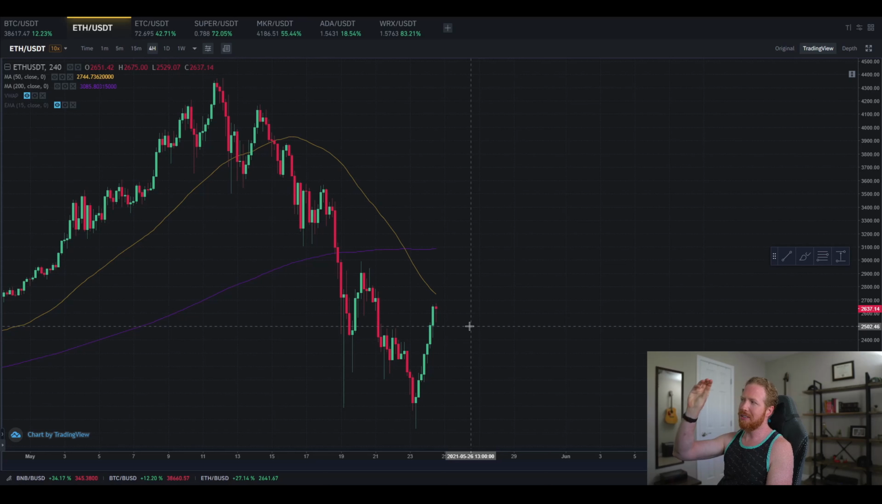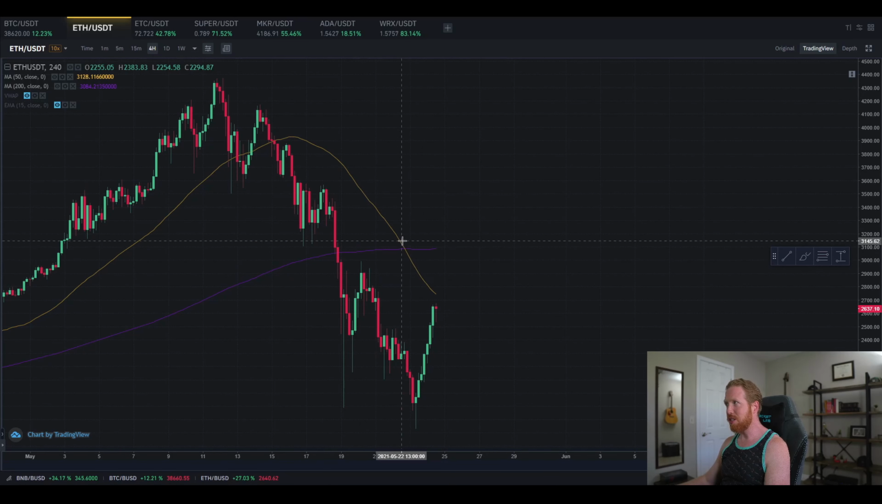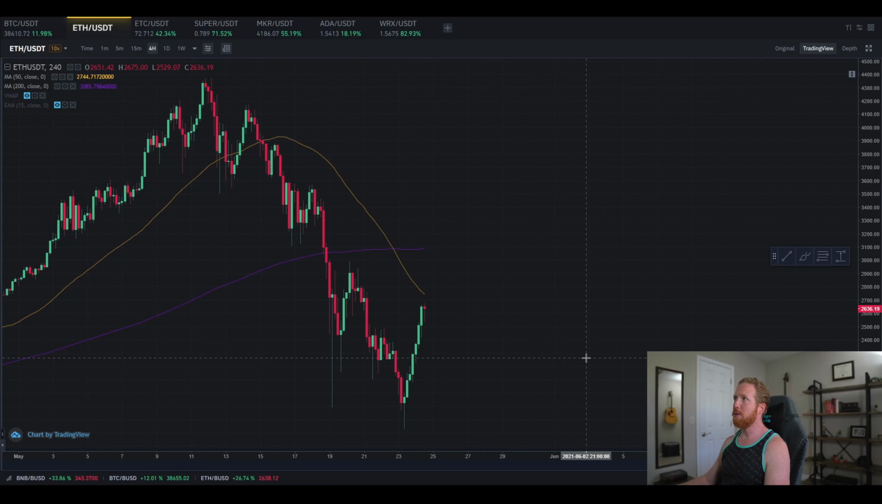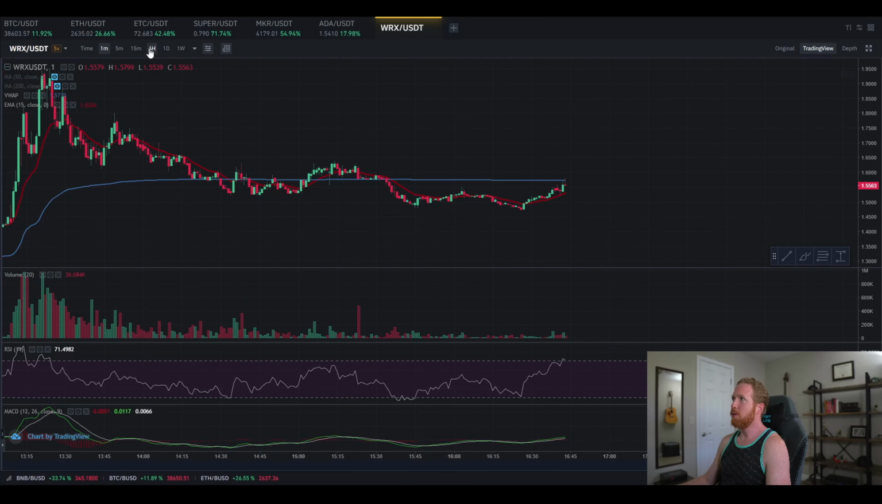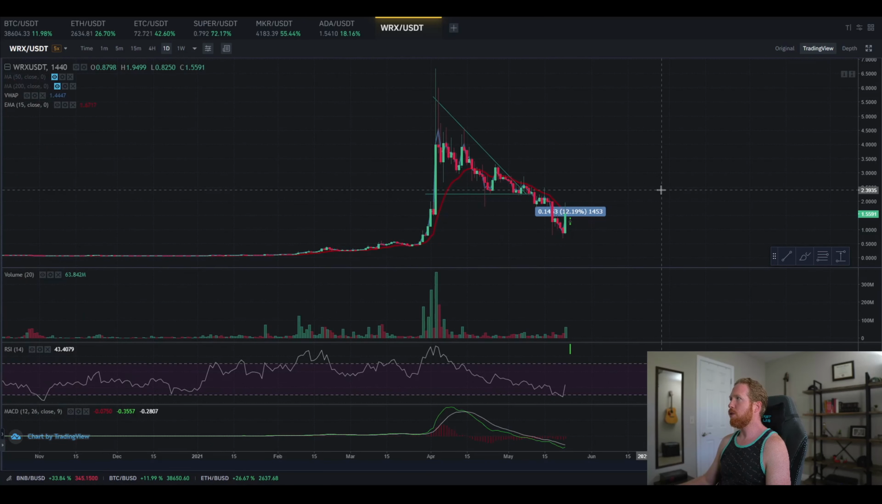But as you can tell, it's a mirror image of Bitcoin, minus the fact that there's a death cross here with the 50-day moving average coming down to intersect with the 200. So just bear in mind, not much else to really understand here. We're not here to analyze this specifically, but that is the current sentiment with Bitcoin and Ethereum. And how that applies to WRX is in a few ways. So first of all, we're going to look at the one-day chart and see what's going on here.